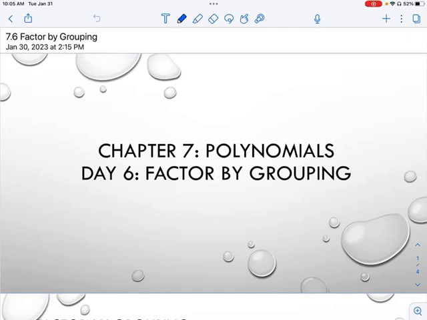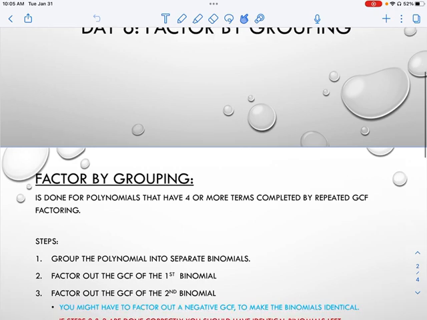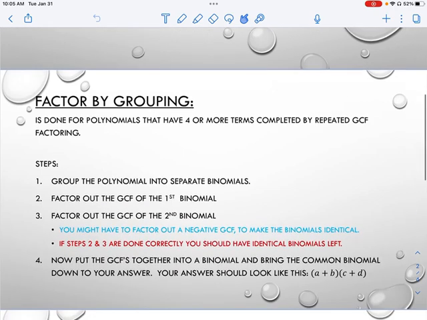All right, we are continuing chapter 7, polynomials. Now we are going to work on factor by grouping. Today's lesson is factoring a 4-term or more polynomial, and we're doing that by doing repeated GCF factoring that we did yesterday. So here's what we do.